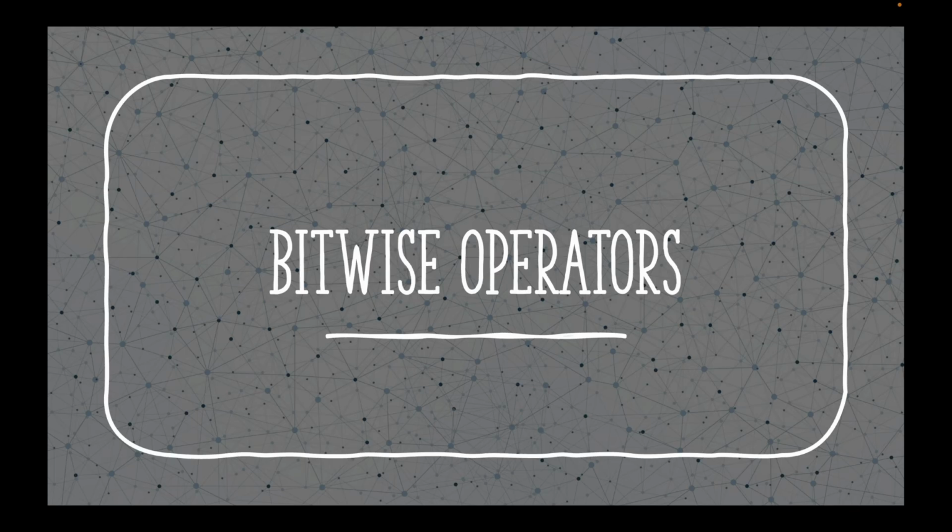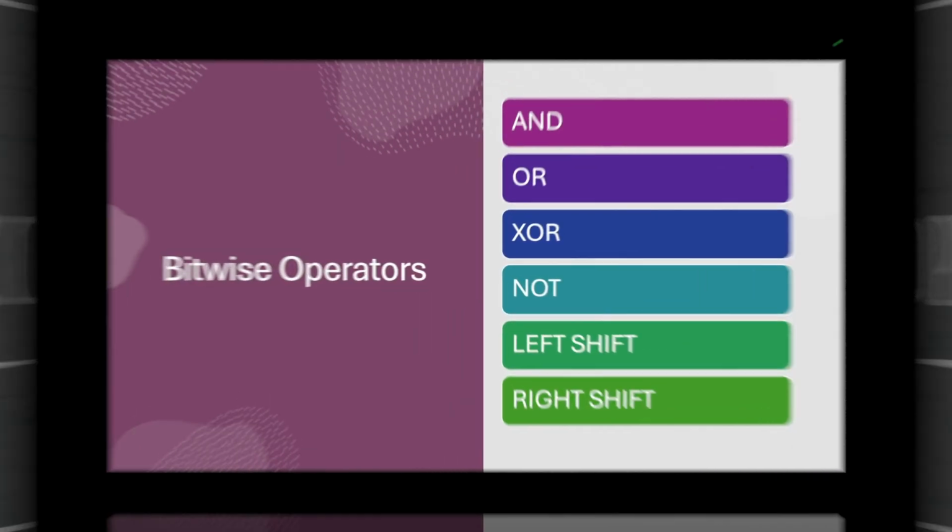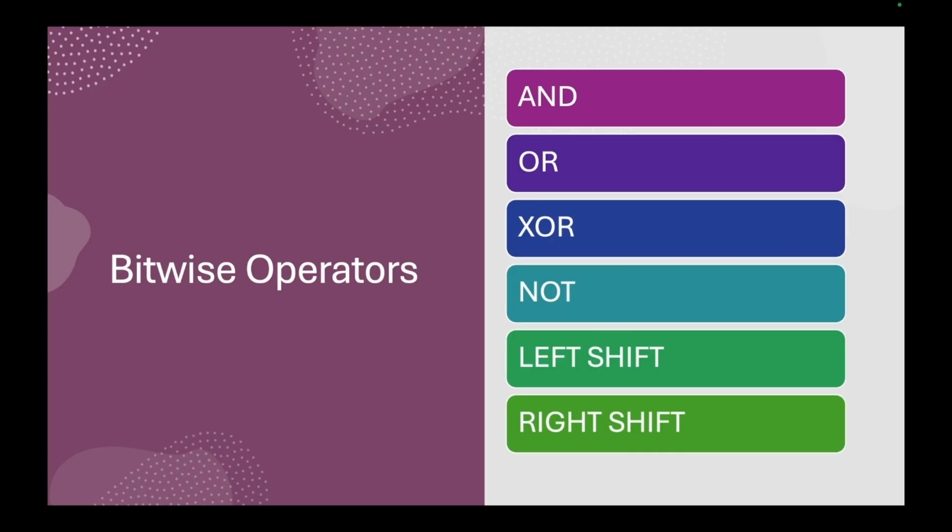In today's video, we are going to explore bitwise operators in Python. Bitwise operators are used to manipulate bits in integers. They include AND, OR, XOR, NOT, and the bitwise left shift and right shift operators. Let's go and see each one with examples.